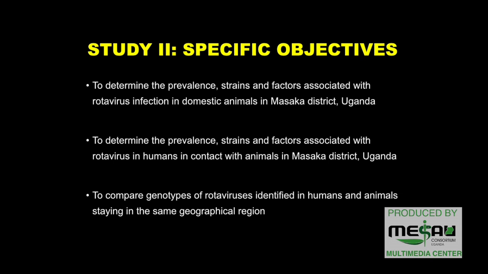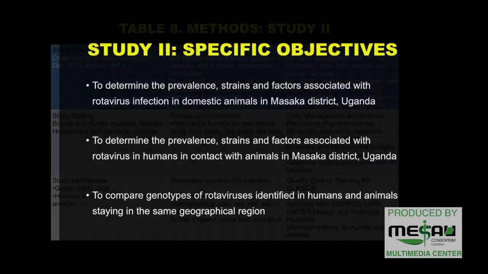The specific objectives for this study were to determine the prevalence, strains and factors associated with rotavirus infection in domestic animals in Masaka district, to determine the prevalence, strains and factors associated with rotavirus in humans in contact with animals in Masaka district, and to compare the rotavirus genotypes in the animals and humans in Masaka, because they're staying in the same geographical region.